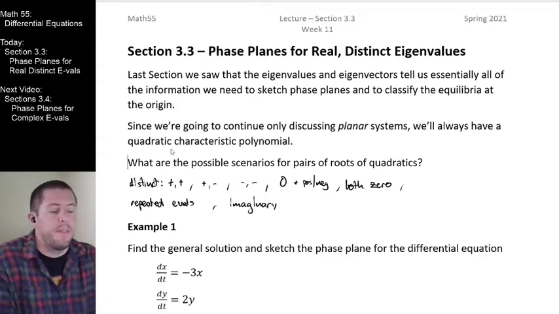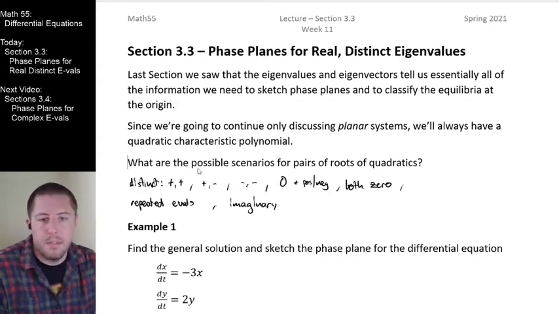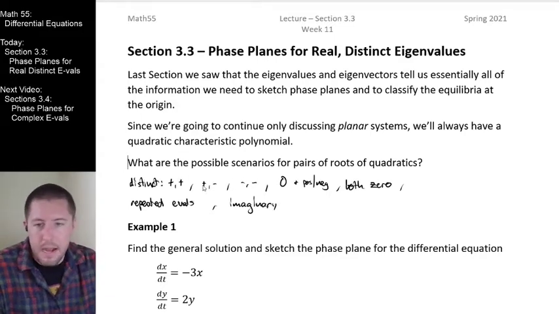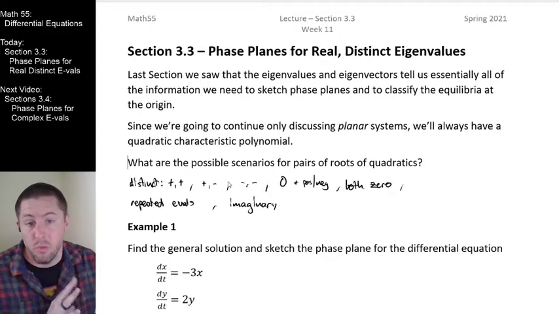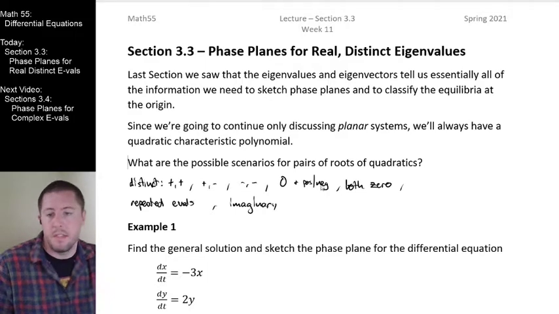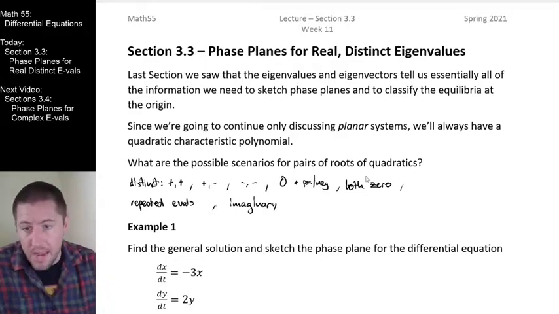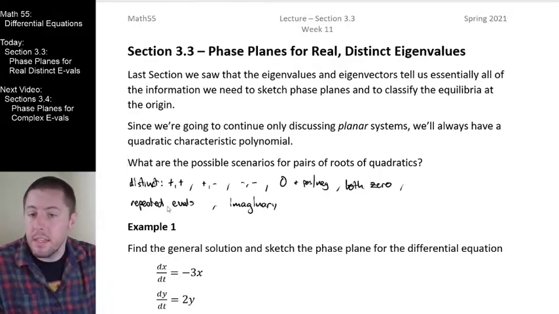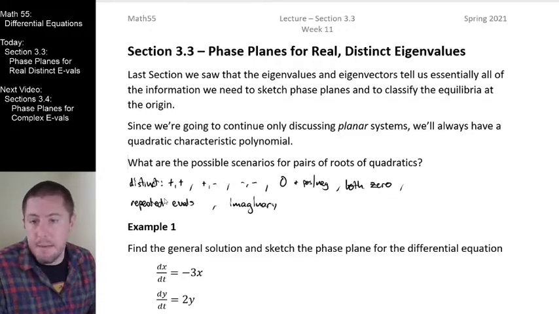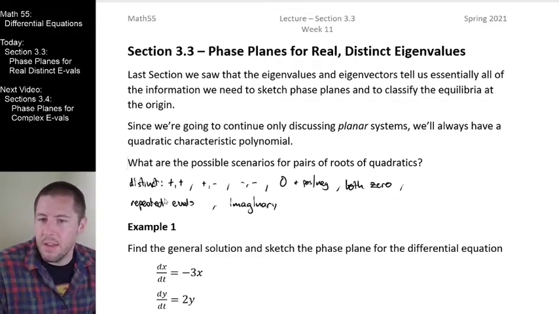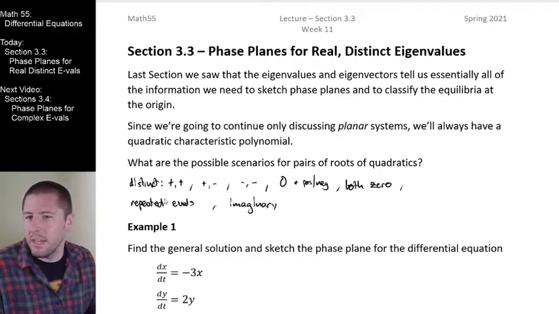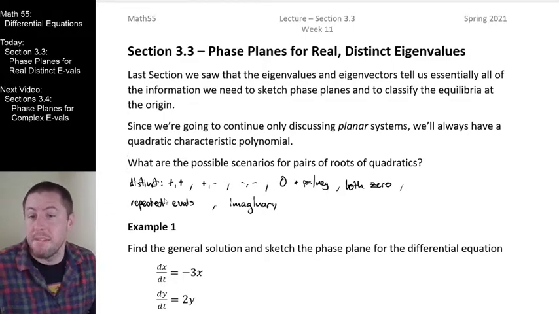So there's lots of different things that can happen. We can have two different positive numbers, two different negative numbers, a positive number and a negative number. When I say all these, I mean real numbers. We could get zero as one of the eigenvalues and then some other number. We could get both of the eigenvalues to be zero. We could get the two eigenvalues to be the exact same number, which is weird because it's not telling us any new information. We're apparently going to get two identical eigenvectors then.